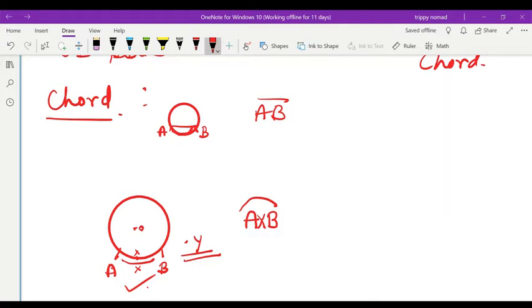Understood? Now we are talking about segment and sector. What is a segment? Suppose, children, you draw one chord here. I have drawn chord CD. Now I have drawn this chord, and this area covered by this arc and this line segment. What is this called? Chord. What is this called? Segment.